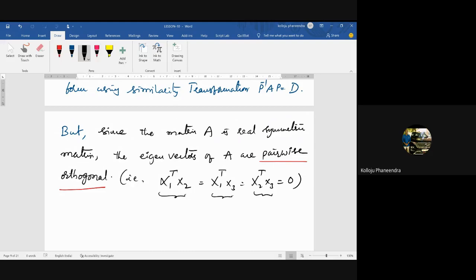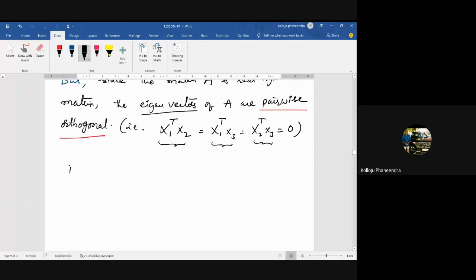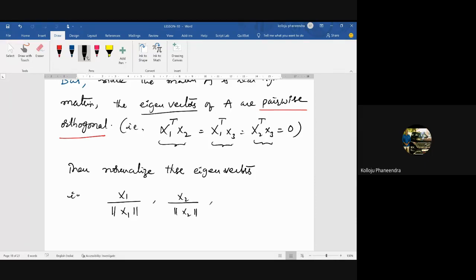When eigenvectors are pairwise orthogonal, then normalize these eigenvectors. Whenever orthogonal is there, we have to normalize them. Normalize these eigenvectors, that is x1 by norm x1, x2 by norm x2, x3 by norm x3.